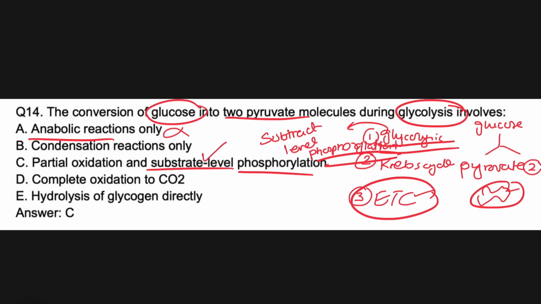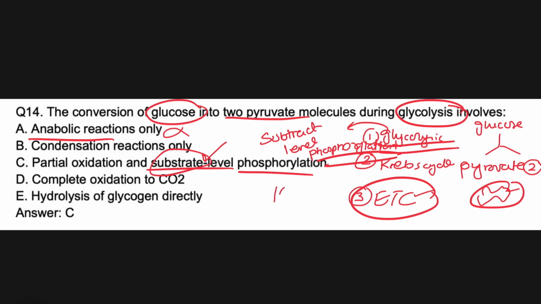So substrate level means that you are forming ATP using the substrate. A substrate is a molecule which combines with the enzyme, and the enzyme acts on the substrate and forms a new compound. So in substrate level phosphorylation, a group is attached to, in simple words, you are forming the ATP using the substrate.